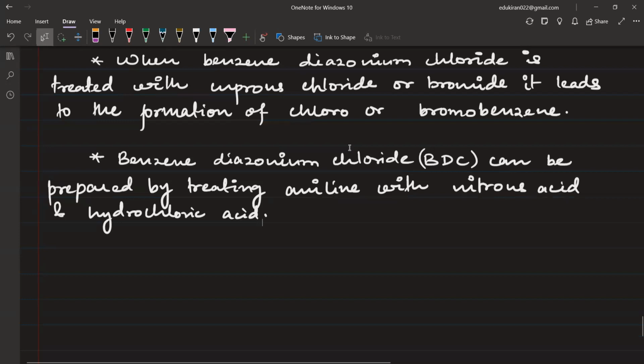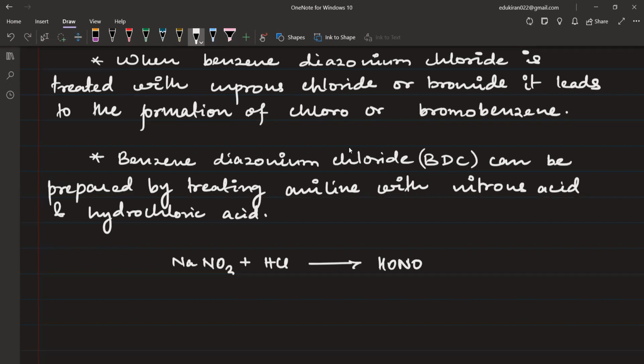Like nitrous acid, it cannot be prepared in the absence of HCl. So first of all, we have NaNO2 and we treat this with HCl. And what do we get? We get HONO, that is nitrous acid. Okay. Now, this HONO is also prepared in situ only.